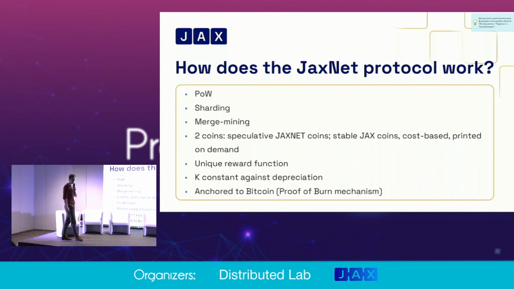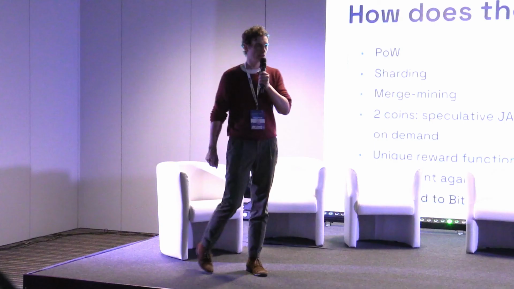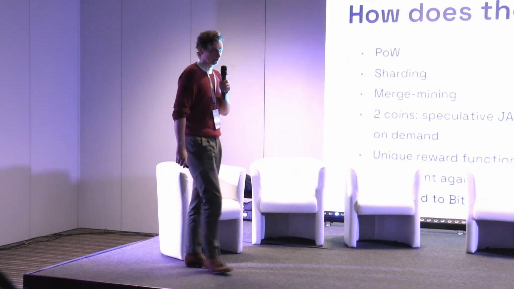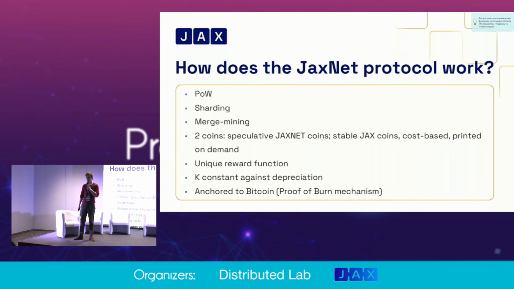What our protocol is doing is a proof of work network, because we need to have a transactional coin that is cost based, and you will see why. This network is sharded, so that we can ensure scalable throughput over time. I would advise you to follow our CTO's talk. Taras is going to speak at 12:30 here about the technical aspects. We use merge mining to ensure the security of the shards.